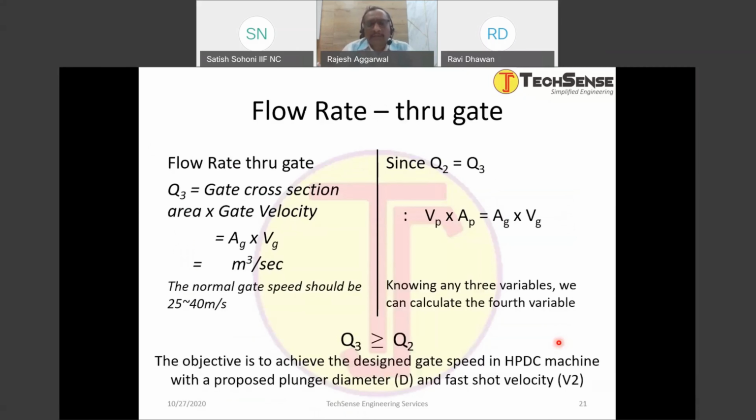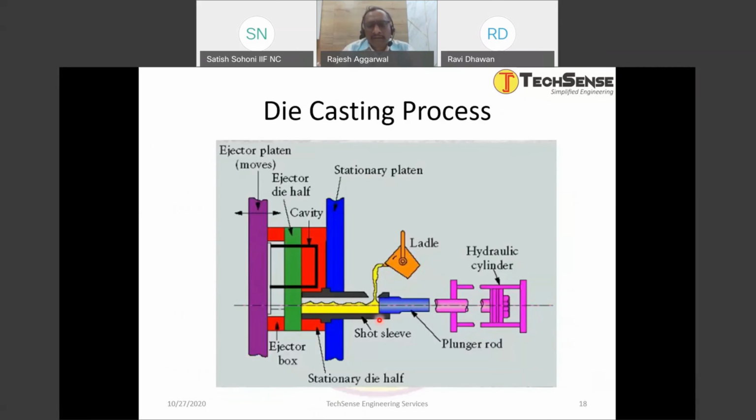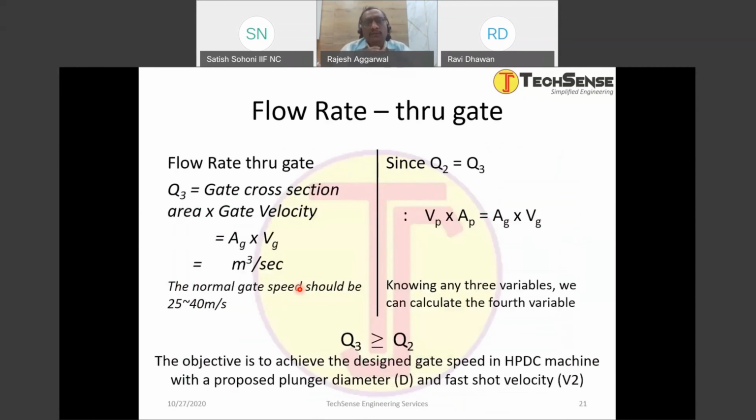So as we saw the process flow rate, one flow rate is the metal coming through the plunger and the second flow rate is the metal at the gate. Right? So that's what we call the Q3, the flow rate through the gate. Again, the flow rate is what? The cross section area into gate velocity. Whatever the volume of the metal passed through that gate is the flow rate, and that is given over here as the gate cross section area, that is AG, and the gate velocity, that is VG. Again, centimeter cube per second.